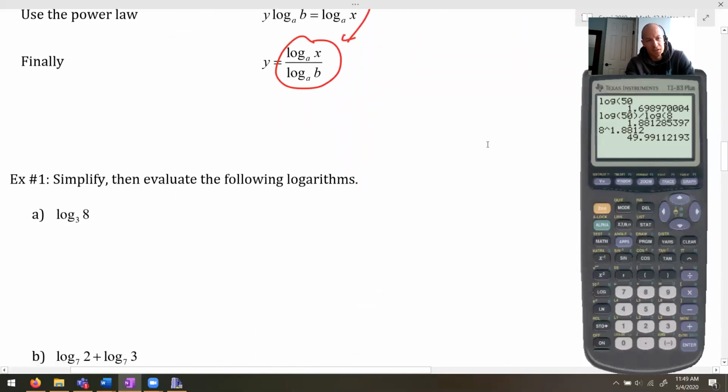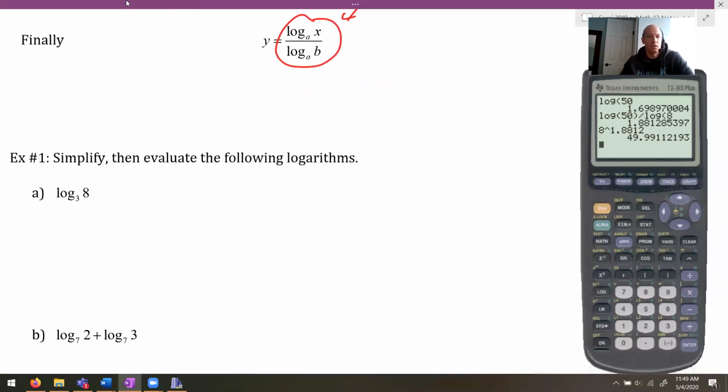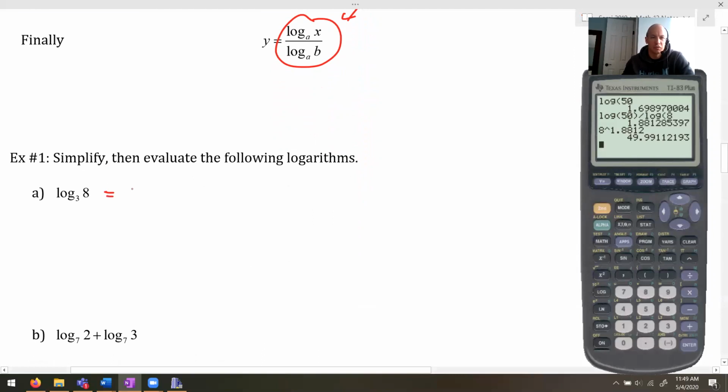Okay, so example 1 says simplify then evaluate the following with logarithms. This one is super simple. You might make an argument that we're not simplifying, maybe we're expanding it. I always have trouble with that word, but log 8 divided by log 3. Evaluating this, there's not really a way we can do this nicely, so we're going to go over to our calculator on the side.